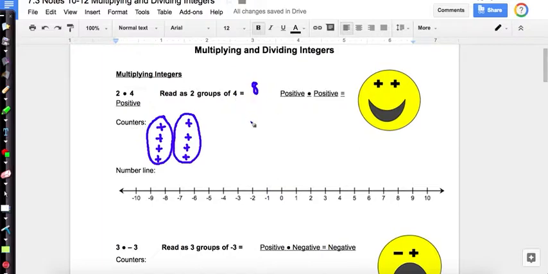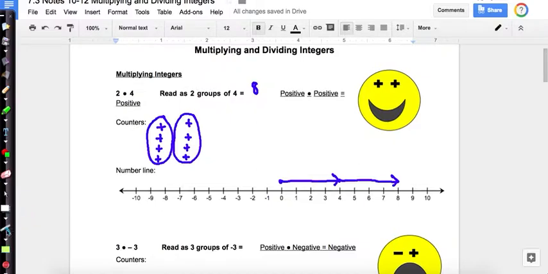Okay, now on a number line, two groups of 4 would look like this. So remember, when we added and subtracted on a number line, we always started at 0. So once again, I'm going to start at 0. And I'm going to draw an arrow that has a length of 4. And I'm going to draw another arrow to represent the second group of 4. And notice that my second arrow stops on 8. So 2 times 4 equals positive 8.